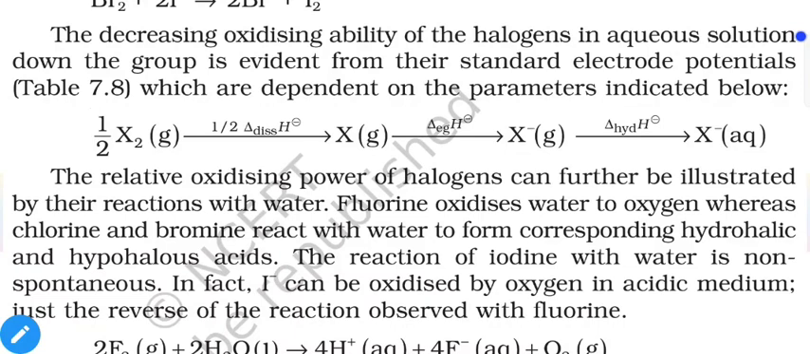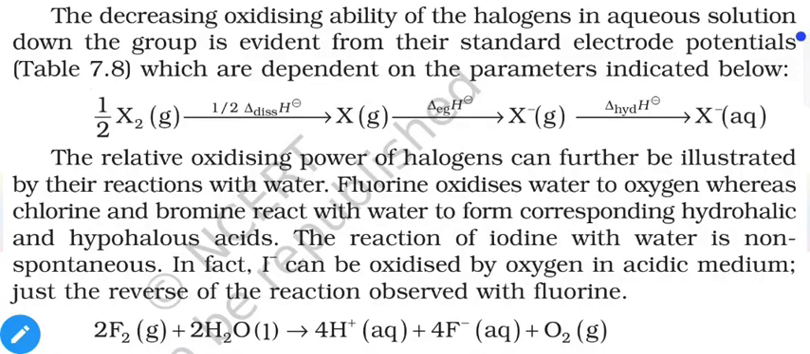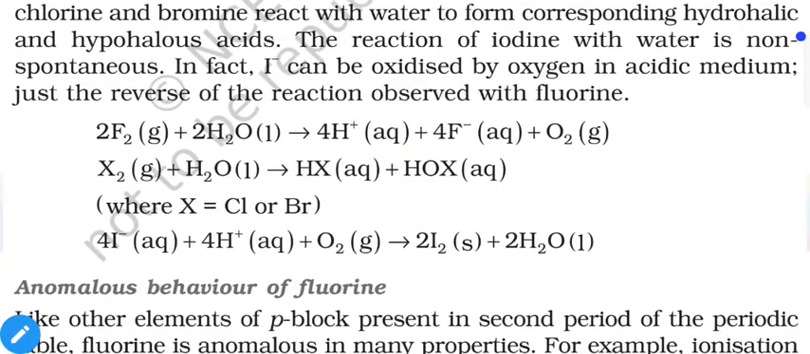The relative oxidation power of halogens can further be illustrated by their reaction with water. Fluorine oxidizes water to oxygen, whereas chlorine and bromine react with water to form the corresponding hydrohalic and hypohalous acids. The reaction of iodine and water is non-spontaneous. In fact, I- can be oxidized by oxygen in acidic medium, just the reverse of the reaction observed with fluorine. So the reaction is 2F2 + 2H2O gives 4H+ and 4F- with O2.